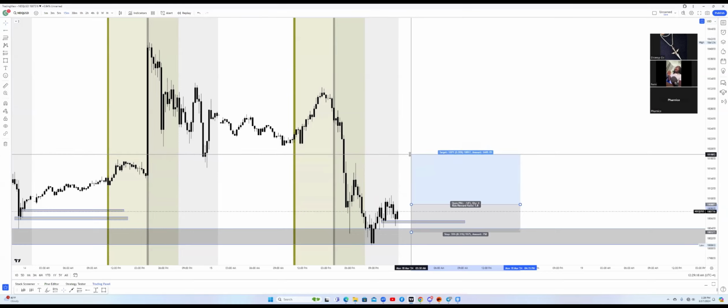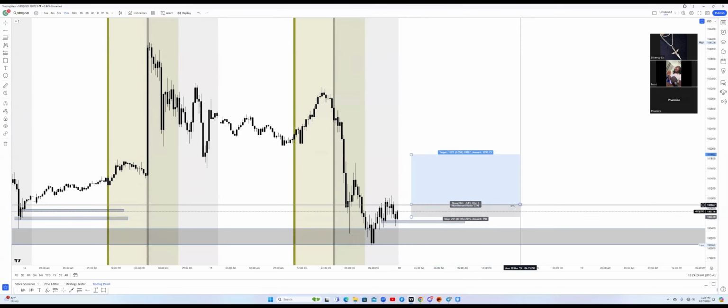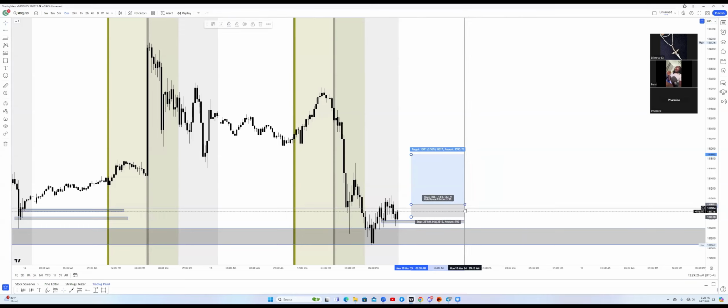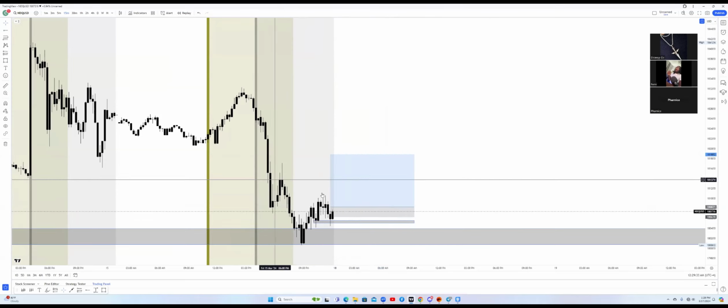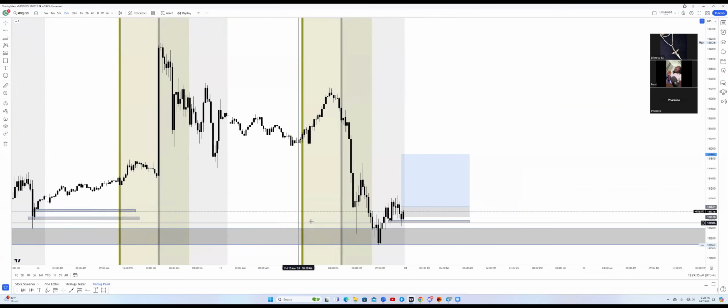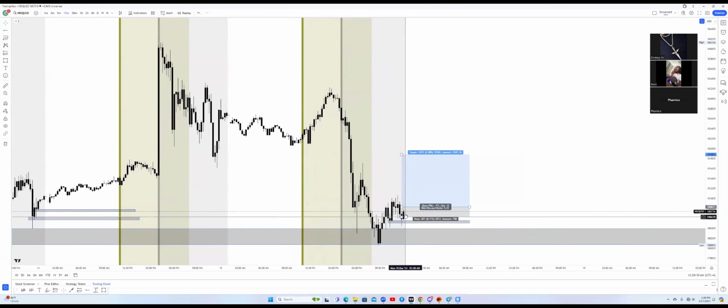So this is going to be our 25 pip stop loss, and this is almost a 1 to 4 risk to reward ratio. And we need to wait for price to create that structure. So what do you want to do? You need to wait for price to create that structure. But mind you, we need to see price creating that structure first before we execute the trade.